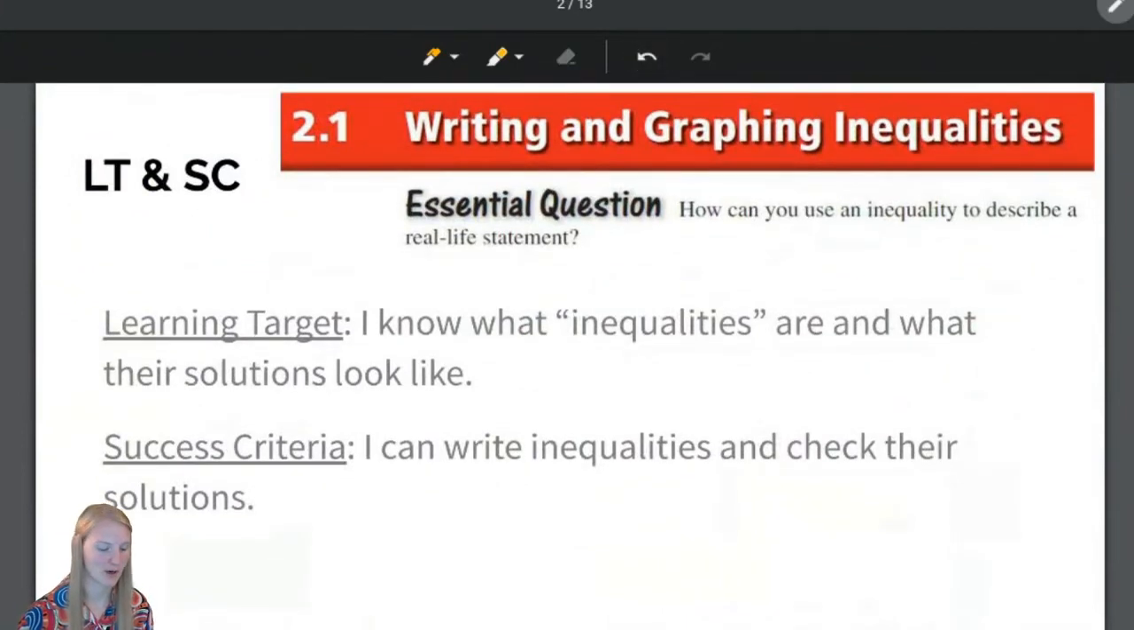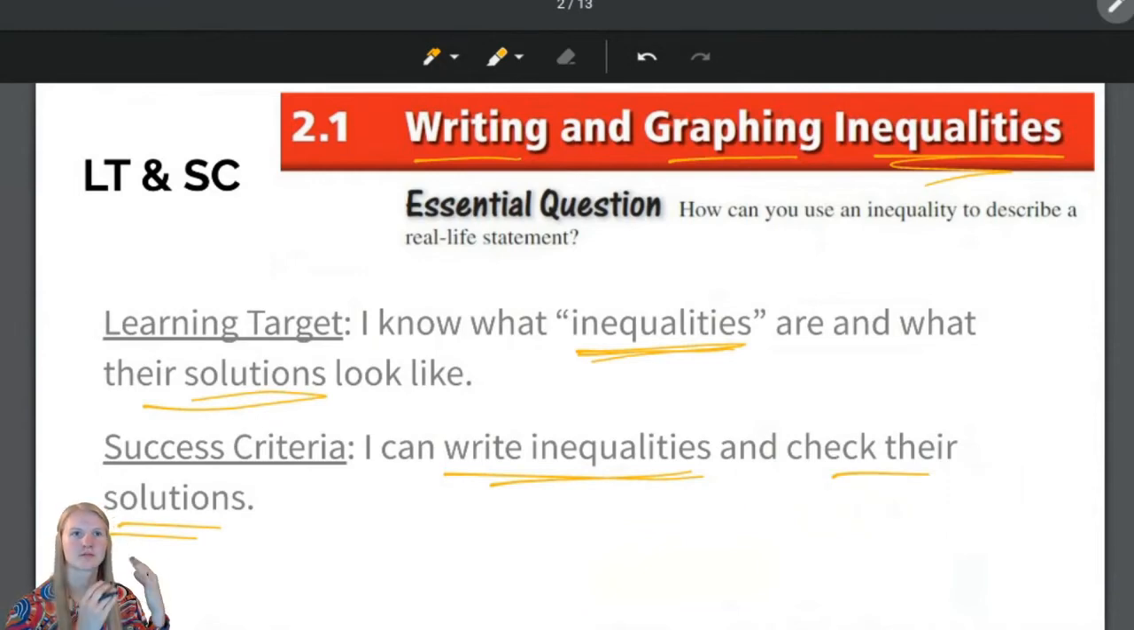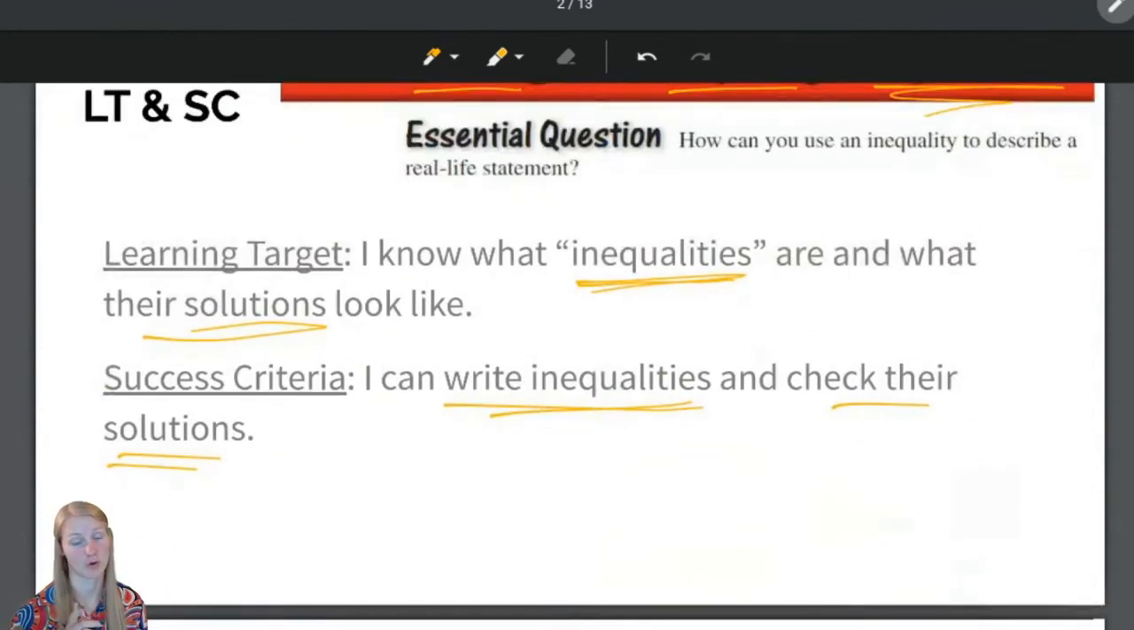Section 2.1 is about writing and graphing inequalities. So our learning target is that you know what inequalities are and what their solutions look like. We know what a solution to an equation is, but what about an inequality? And the success criteria is that you can write inequalities and check their solutions. So you need to be able to do both of these things by the end of the video in order to know that you've mastered section 2.1, or the first half of section 2.1, that is.